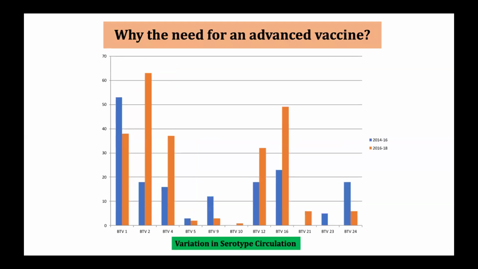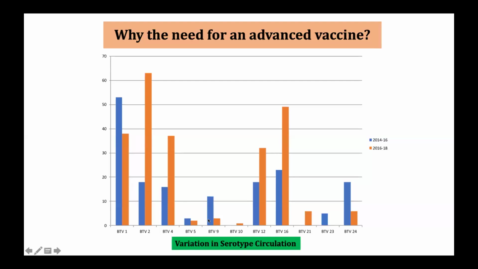Again, as I said in my previous slide, the blue bars indicate the time period between 2014 to 16, and the orange bar indicates the time period from 2016 to 18. If you look at the prevalence of the different blue tongue serotypes, BTV1 during 14-16 was at a very good percentage. 16-18, it is very low. Likewise, BTV2 in the initial 3 years is very low, but then you can see that it went up in the 16-18 period.